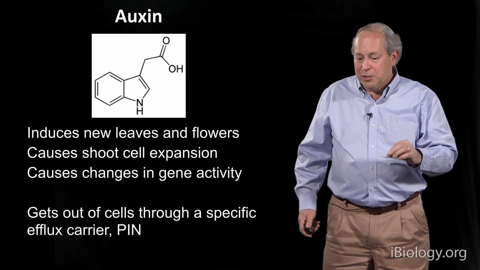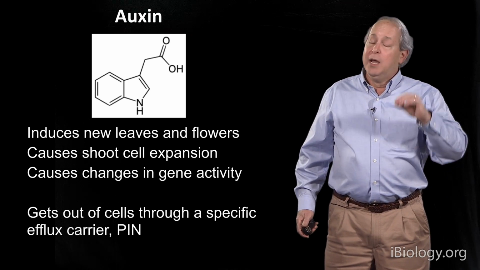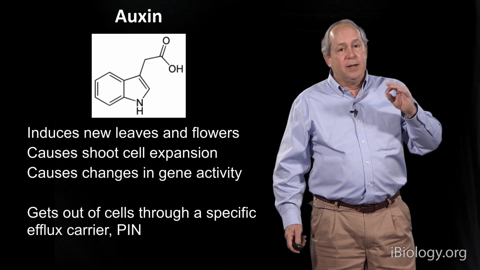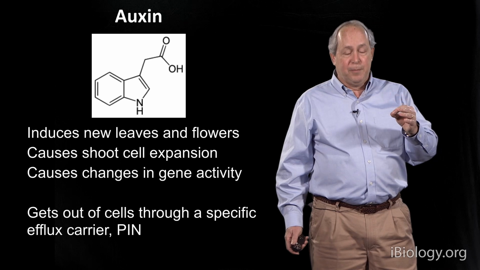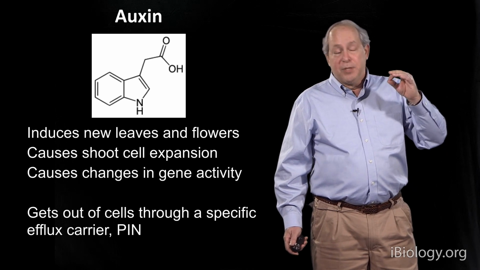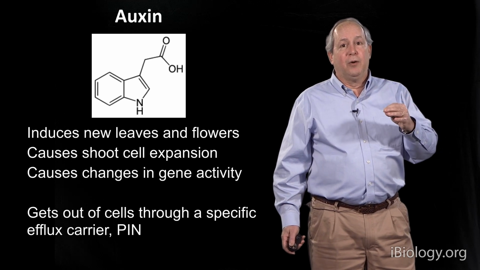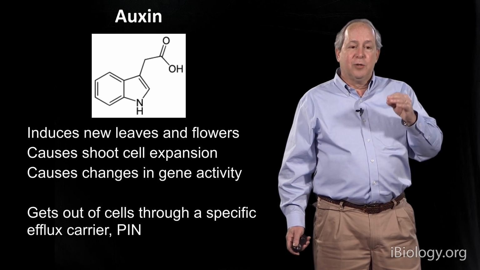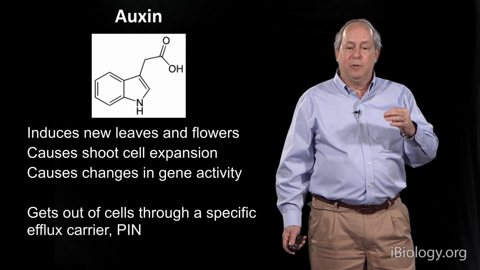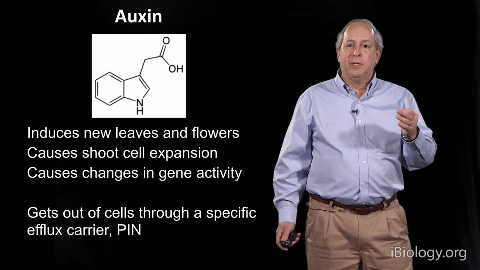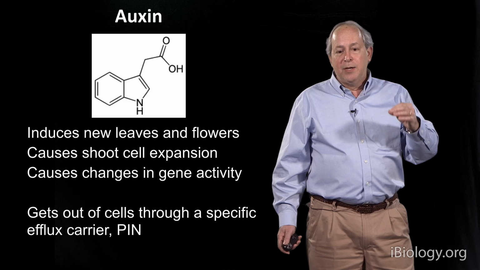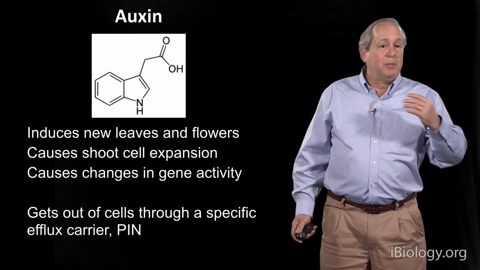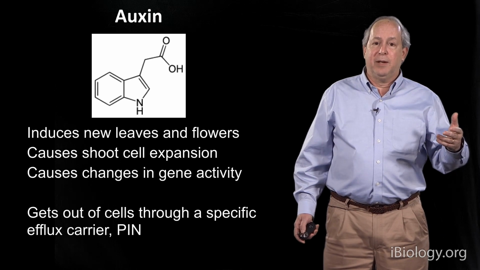So cell expansion is one thing that's created by auxin, and changes in gene activity are another. And both of these turn out to be involved in how it is that auxin creates a new flower. The position in which auxin creates a new flower has to do with yet another property of this plant hormone, because the hormone has a special system of transport, its own private circulatory system that allows it to move through the plant in patterns that are different from the patterns in which any other substance in the plant moves.